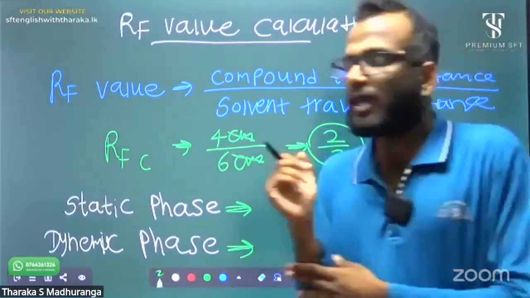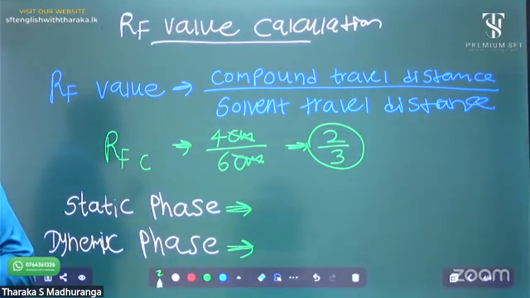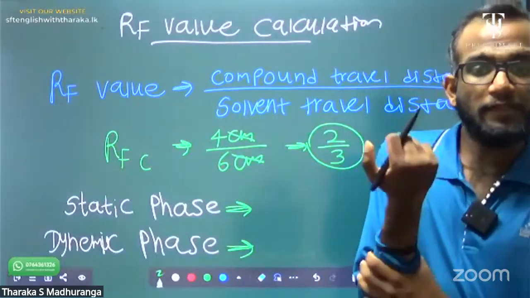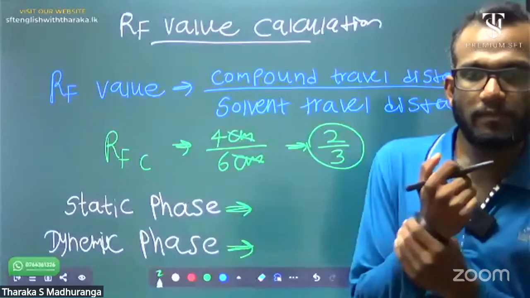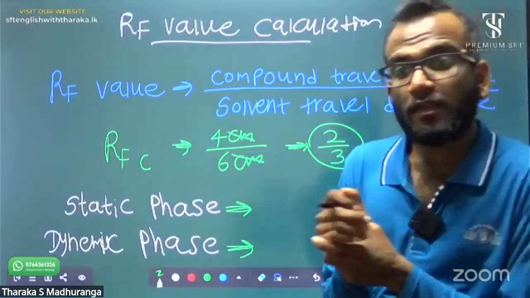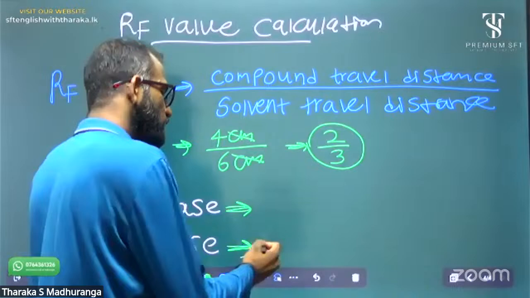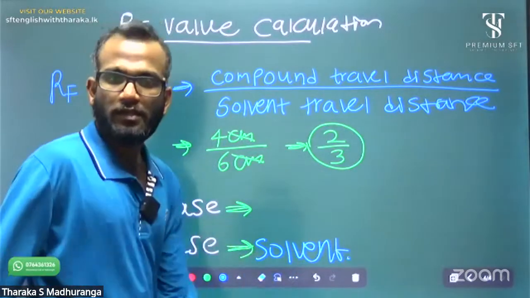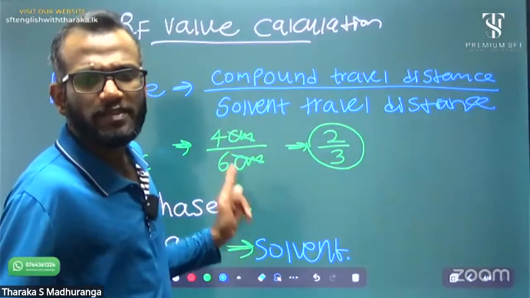Okay, in paper chromatography, what is the dynamic phase? What is the dynamic phase of paper chromatography? It is the solvent, remember. The solvent is what moves. Solvent is the dynamic phase. What is the static phase?